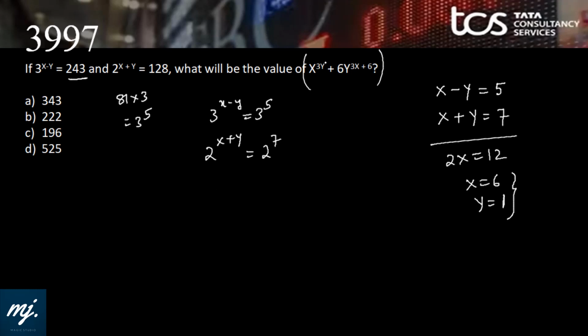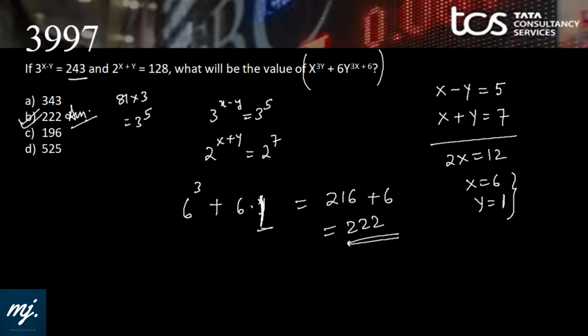Now find the value of this given expression. X to the power 3y, that is 6 to the power 3, plus 6 into y to the power 3x plus 6. 3x is 18, plus 6, whatever, because y is 1. So whatever be the power, it will end with 1. So we are looking out for 6 cube, that is 216, plus 6, that will give us 222. 222, option B fits in.